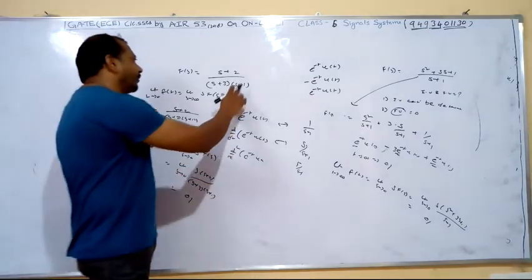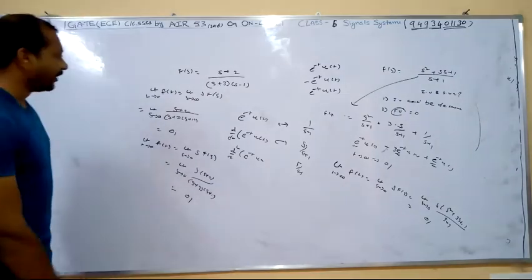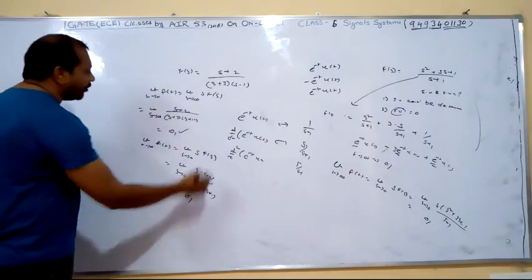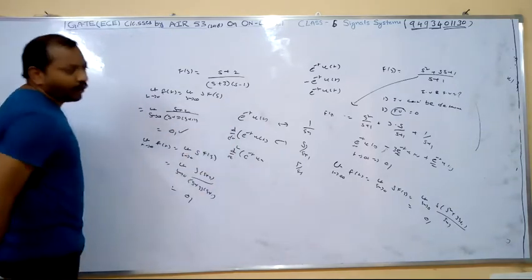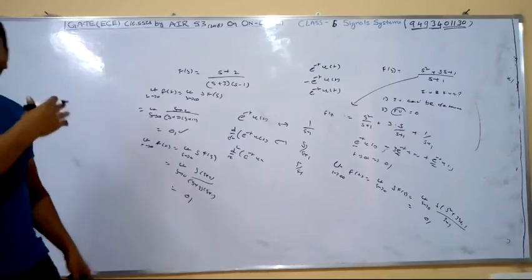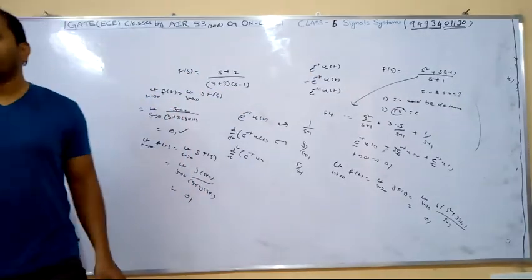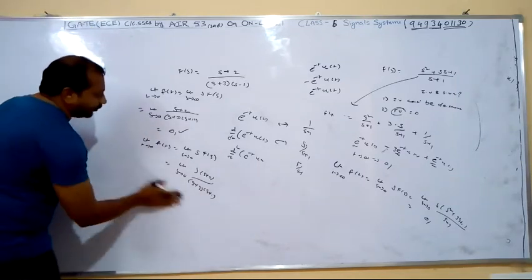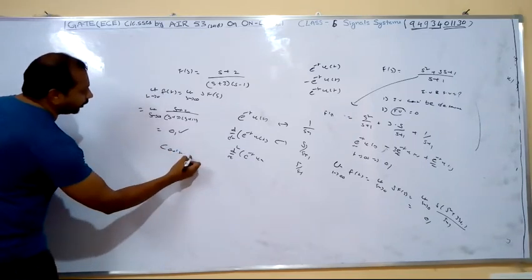Suppose there is a function like (s plus 2) divided by (s plus 3) into (s minus 1). Then what will happen? For the initial value, there will be no change. The initial value is equal to 0 only. For the final value, one pole exists in the right half of the s-plane. The ROC is sigma greater than 1. The ROC does not include the jω axis, so we can say the system is unstable. We cannot estimate the final value using the final value theorem; it cannot be determined.